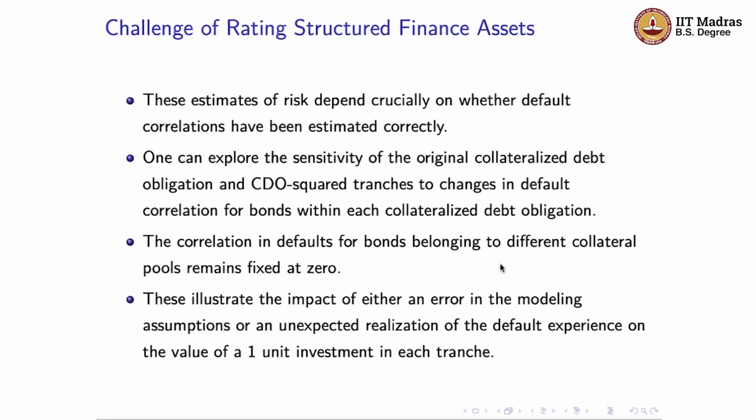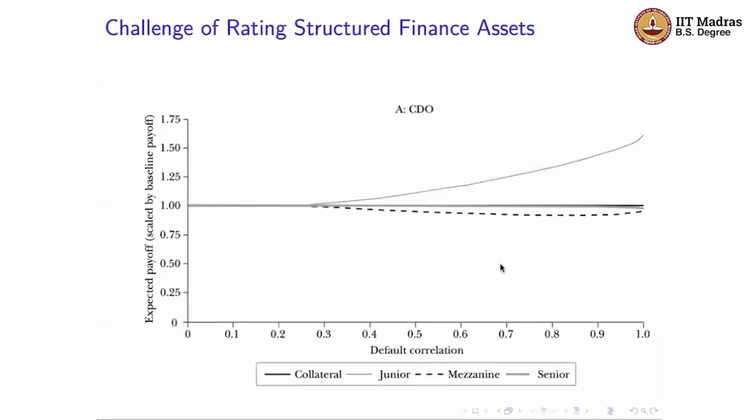And so this is the exercise that you want to do in the simulation. You want to change the underlying pairwise correlation default. You still keep the correlation on default for bonds belonging to different CDOs as 0, and then you see what is the effect of that, right? So suppose you normalize the payoff by 1 for the baseline case that we have discussed. And now suppose you increase the default correlation.